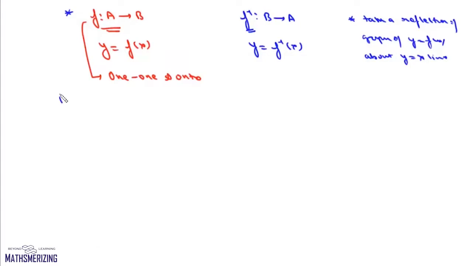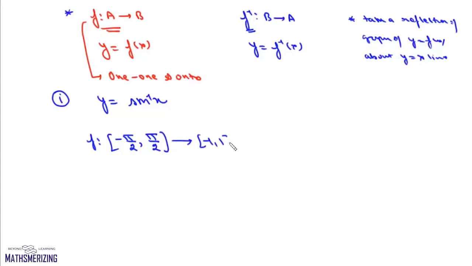Now the first trigonometric inverse function is y equals sine inverse of x. Now for sine inverse x, our basic function is sine x. Now we have to define sine x in the interval so that it is one-one and onto. So what we'll do is we'll define function sine x in the interval minus pi by 2 to plus pi by 2, and its range will be minus 1 and plus 1, and this is how we can write y equals sine x.